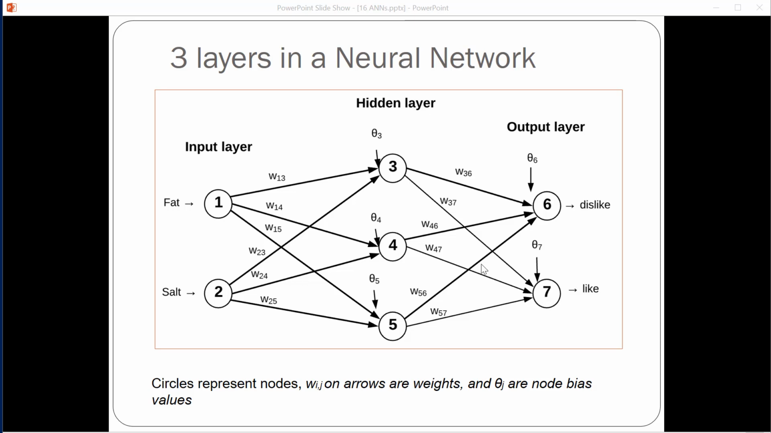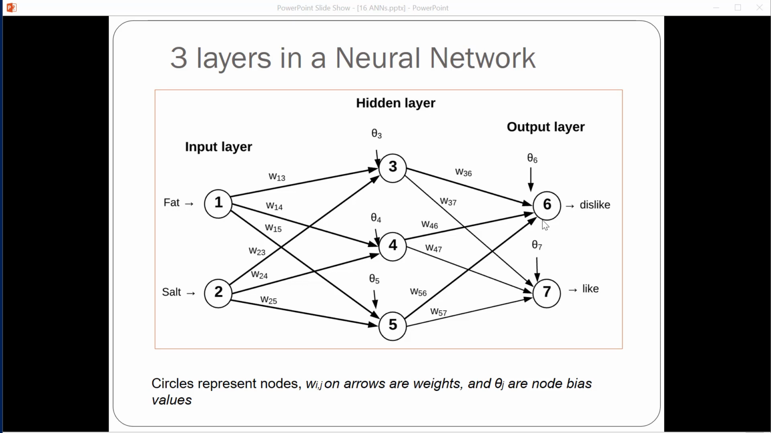So what we're trying to do is we have known values of fat and salt, and we have known values of how much people like or dislike the cheese. And so what we want to do is we want to train the network to be able to do a good job of bridging the gap between these values and the output values.